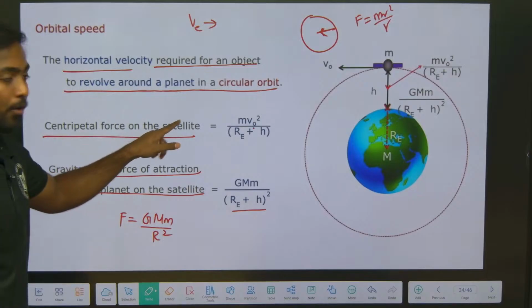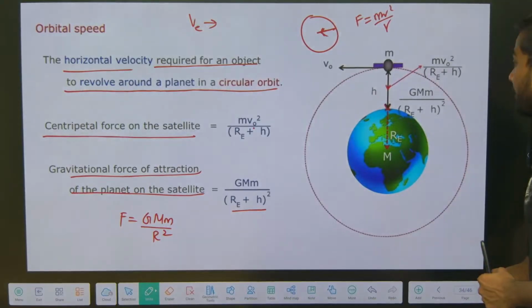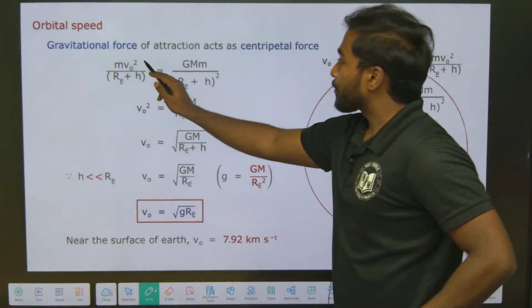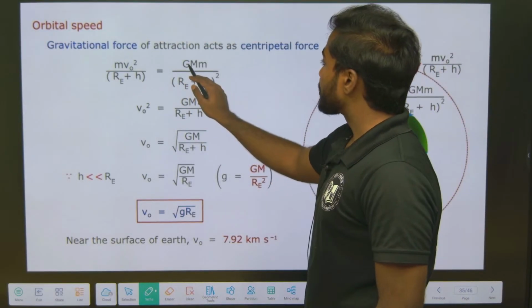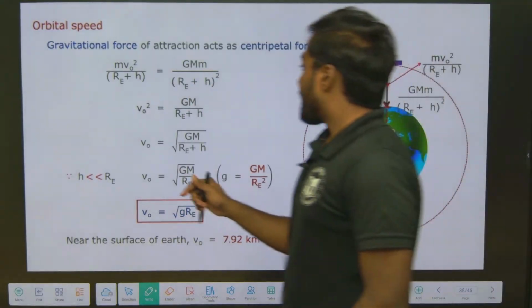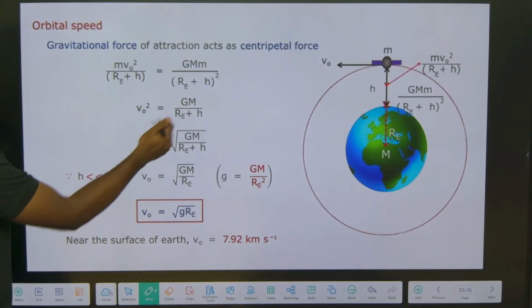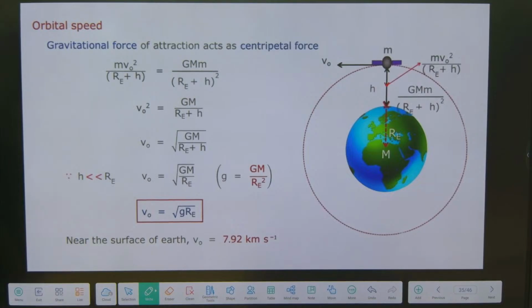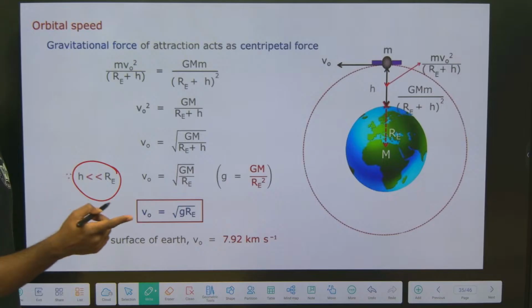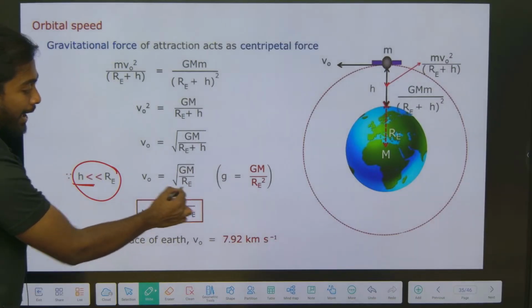Now this is also force and this is also force. We will equate these two forces. Now what we will get? m v0 square by r plus h equals G M m by r plus h whole square. So from this we will take v square. So v square will be equals to G M by r plus h, where the radius of the earth is greater than the height which we have considered. So we will neglect that height. So v is root over G M by r.